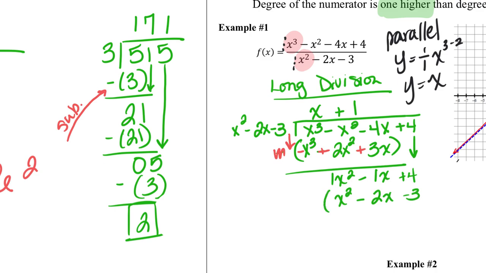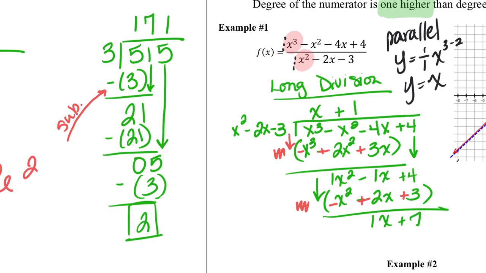And then we subtract. So again, if you don't like having that negative out, you can distribute it in, which simply changes all your signs. Then it's gone. Then you do vertical math. So 1 minus 1 is 0. Negative 1 plus 2x is 1x. And 4 plus 3 is 7.